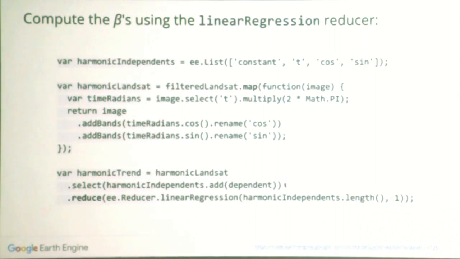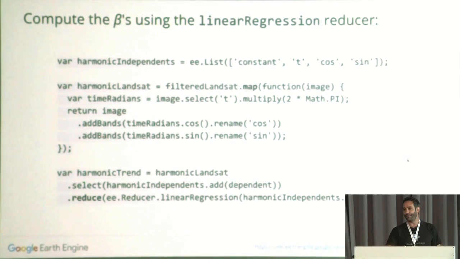So same drill as before. We take the independents, we add the dependent to enforce this band order that we want of independent variables followed by dependent variables. And we operate the linear regression reducer and tell it how many independents there are just by taking the length of that list, and also tell it that there's just one dependent variable in here. So 4 independent variables followed by 1 dependent variable.